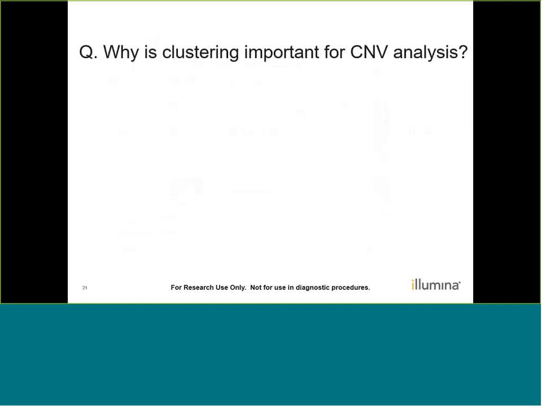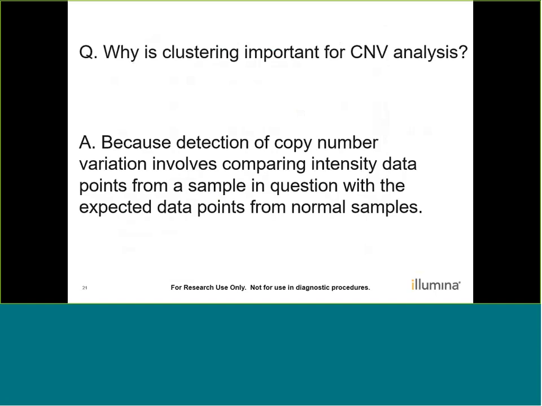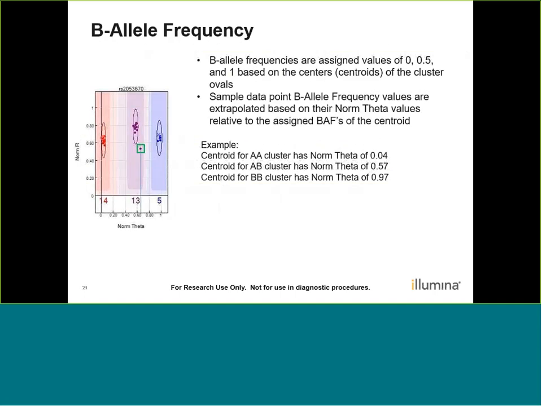And so to reiterate, why is clustering important for CNV analysis? It's because copy number variation involves comparing the intensity data points from a sample in question with the expected data points from a normal sample. So let's look more closely at that. And by doing that, first we want to introduce the concept of B-Allele frequency.